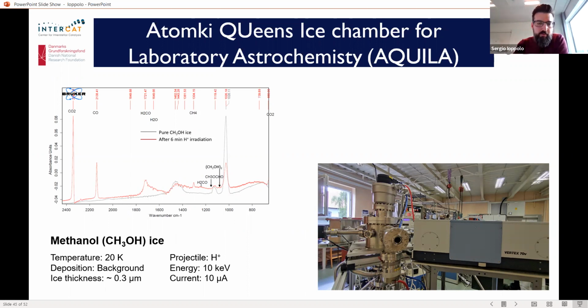So it's up and running now, and we can look at lower energies. We can do positive ions, we can do negative ions there, so we can do molecular ions. So there is some scope to use this chamber if you want to study the effect of the solar wind on solar system ices.